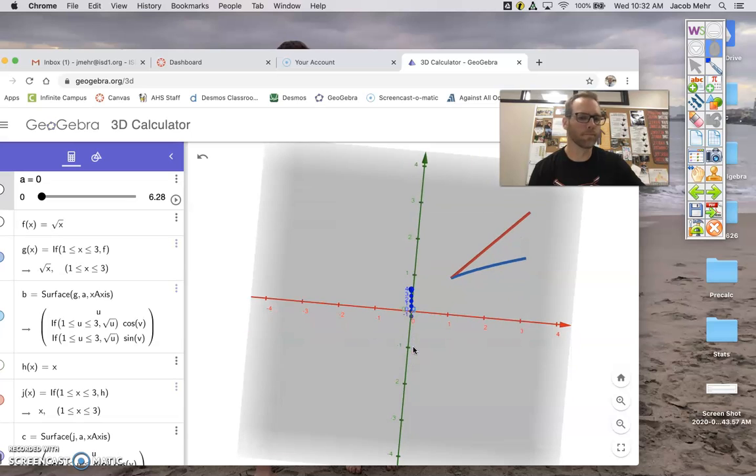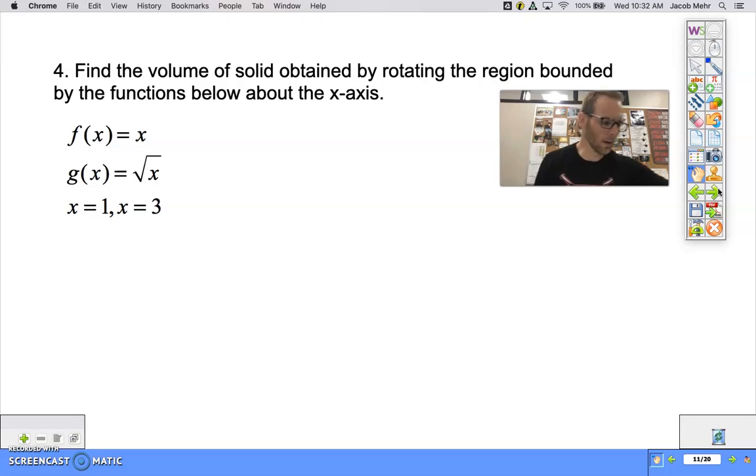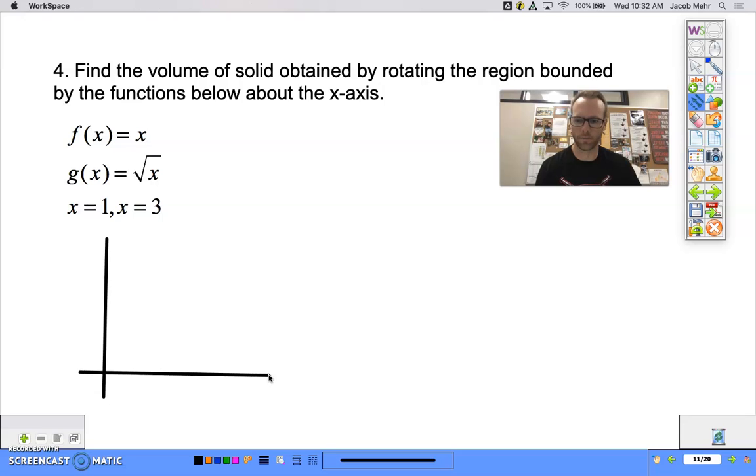All right, so how do we do this? Really, there's two different approaches that we can make. Let's just do a quick sketch here. Let's go 1 to 3. Set up our line like this. That's y equals x. We'll set up our curve like that. That's y equals the square root of x.